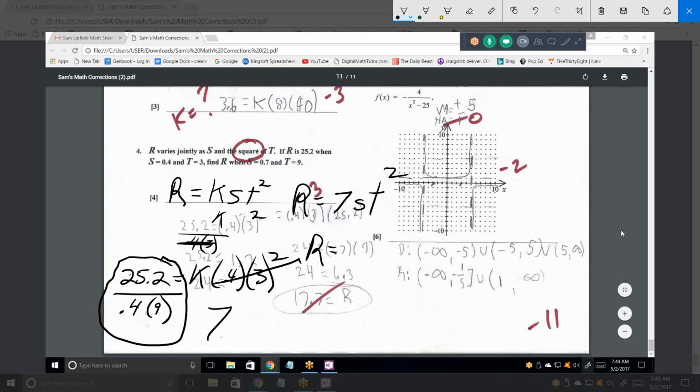R equals 7, 0.7, and then 9. Then 9 squared. Okay, because it's T squared. Now, that's pretty easy to calculate. That's 7 times 0.7 times 81, whatever that number is. That's 396.9.